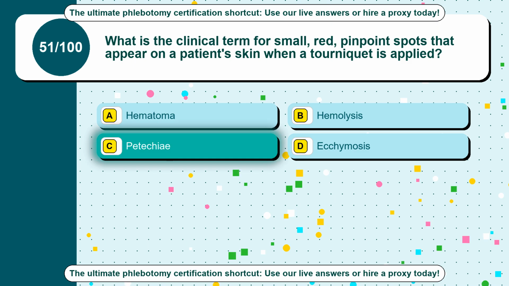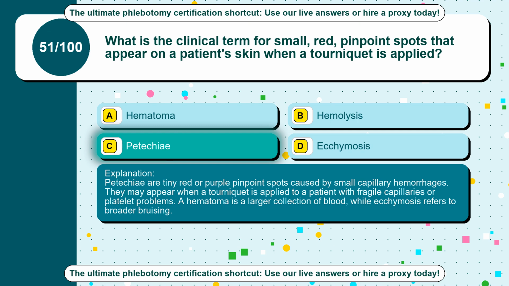Petechiae. Petechiae are tiny red or purple pinpoint spots caused by small capillary hemorrhages. They may appear when a tourniquet is applied to a patient with fragile capillaries or platelet problems. A hematoma is a larger collection of blood, while ichthyosis refers to broader bruising.